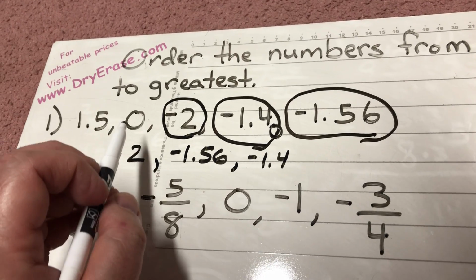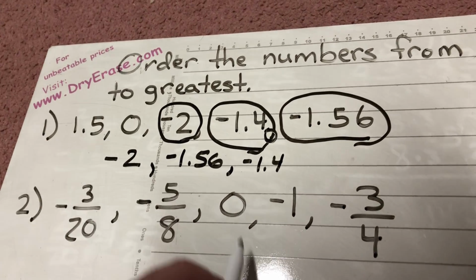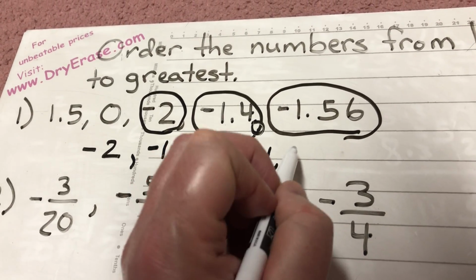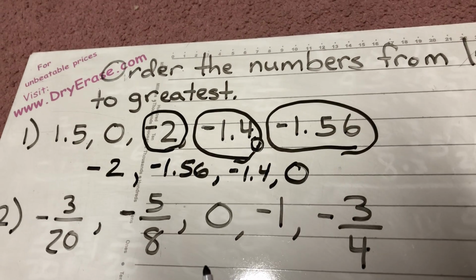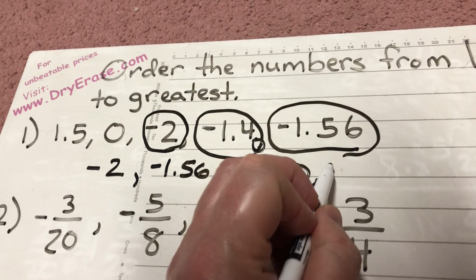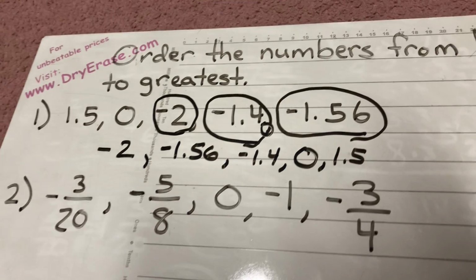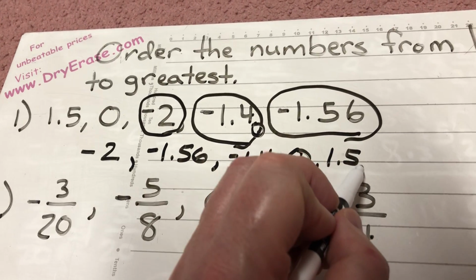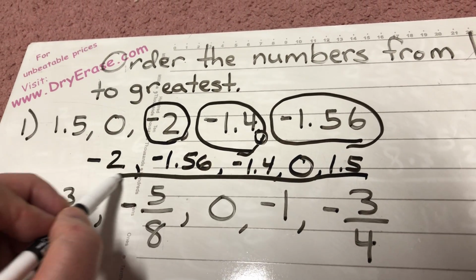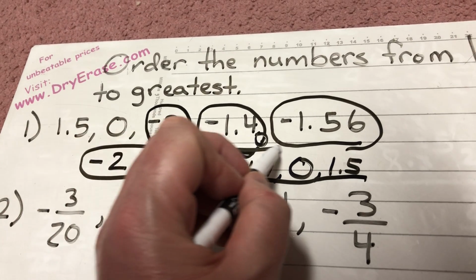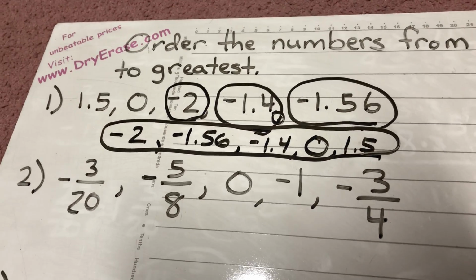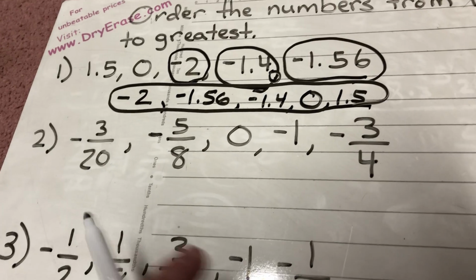That leaves me with 1 and 5/10 and 0. Well, clearly once we get to positive numbers, it gets much easier. 0 would be the next one, followed by 1 and 5/10. And that would be my order, putting them in order from least to greatest.